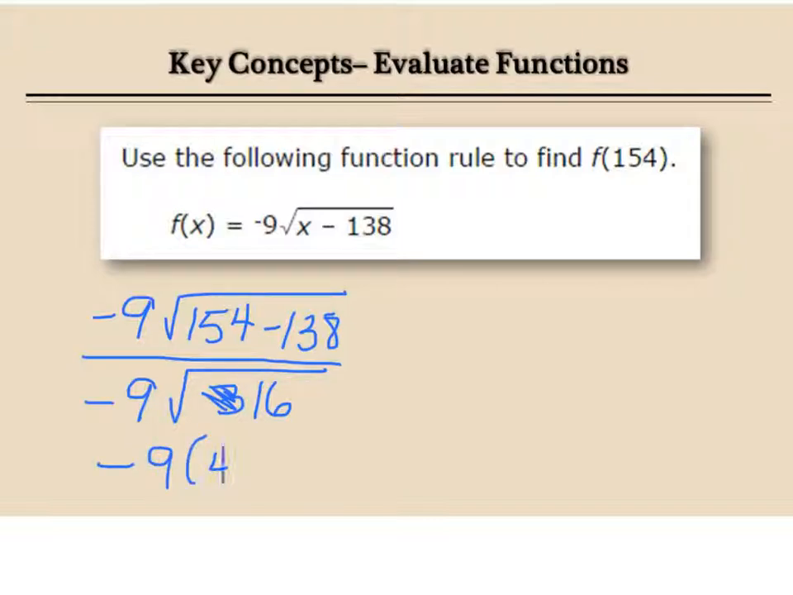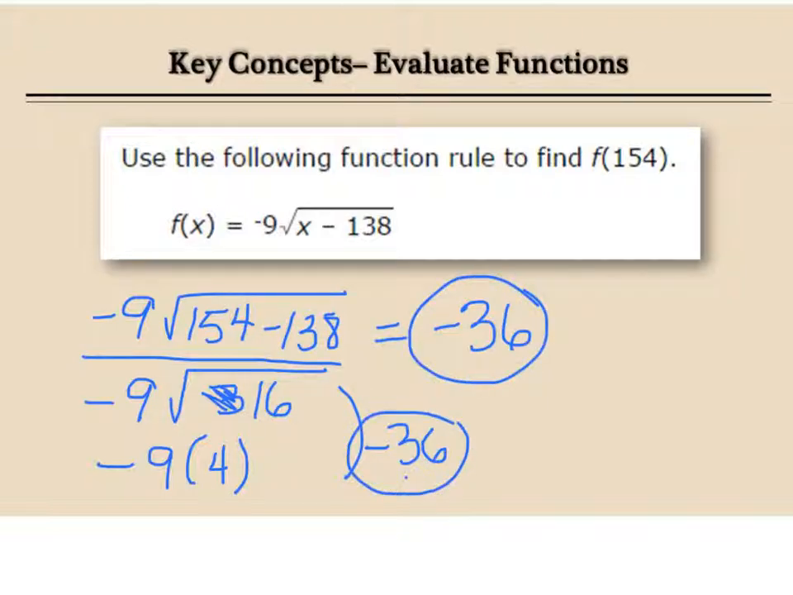Negative 9 times 4 is negative 36. If you do it all at one time in your calculator, you also get negative 36. So once again, you can do it a step at a time, or you can put it in your calculator just like you see it and solve it in one step. But f of 154 is negative 36.